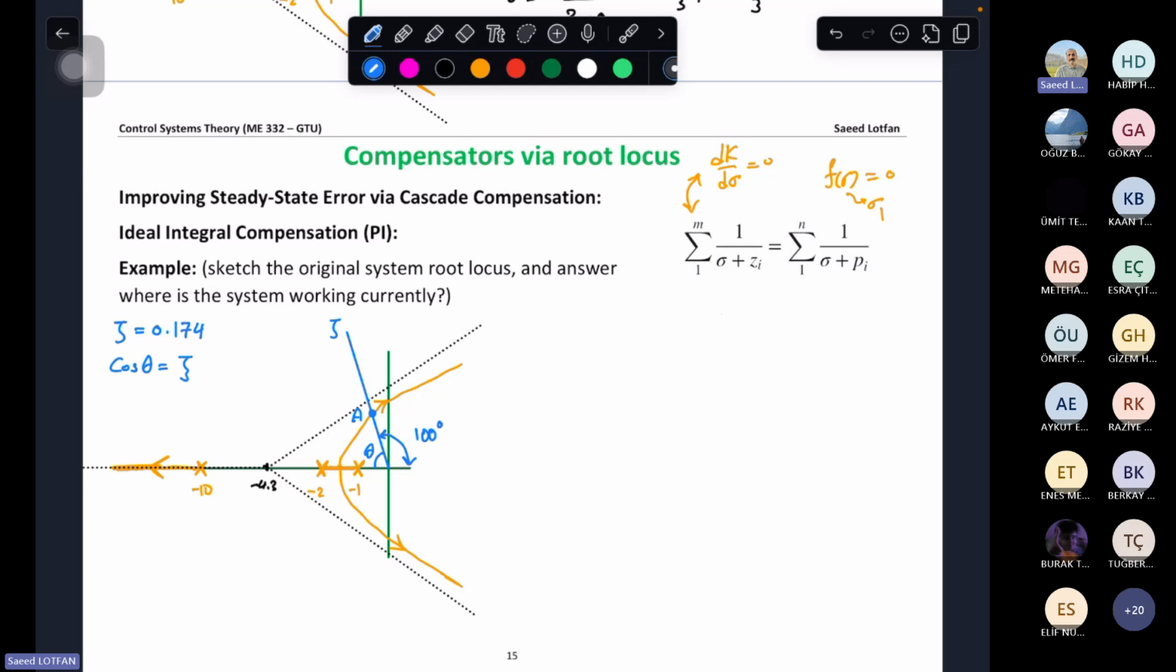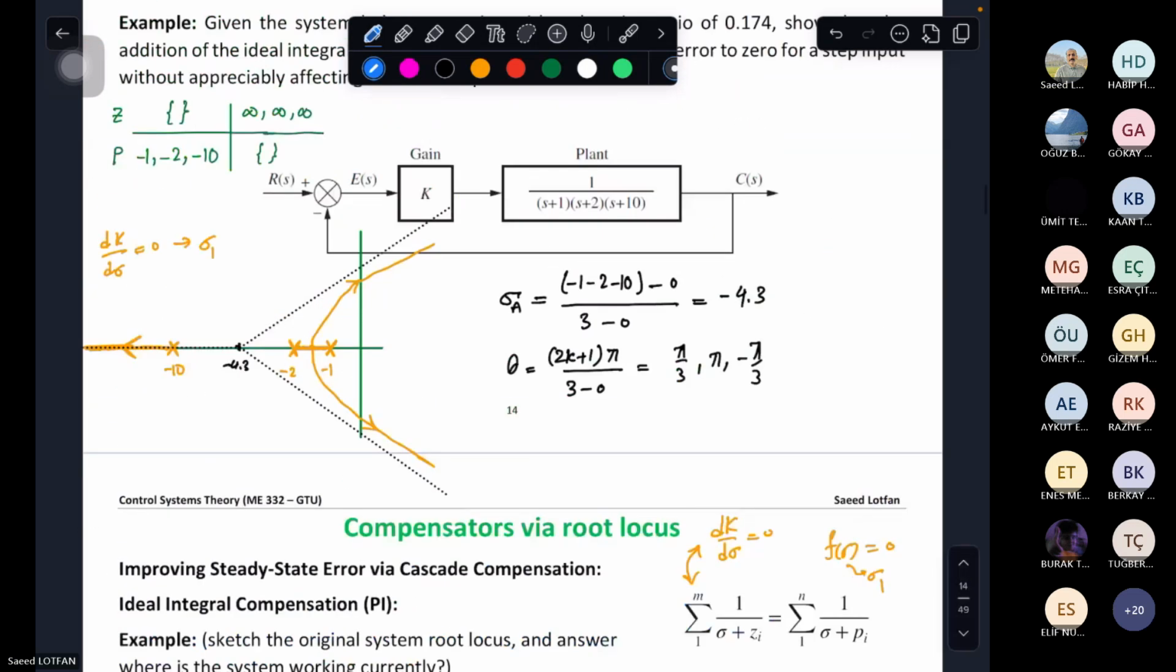Let's say that, now what are the properties there? First of all, I know that K. So step 1 is, let's say, KGS HS should be equal to -1.